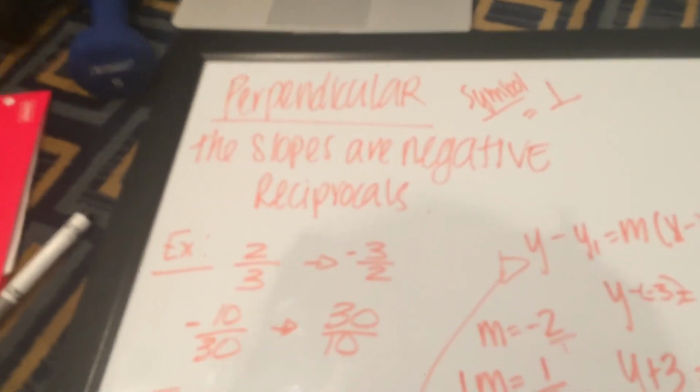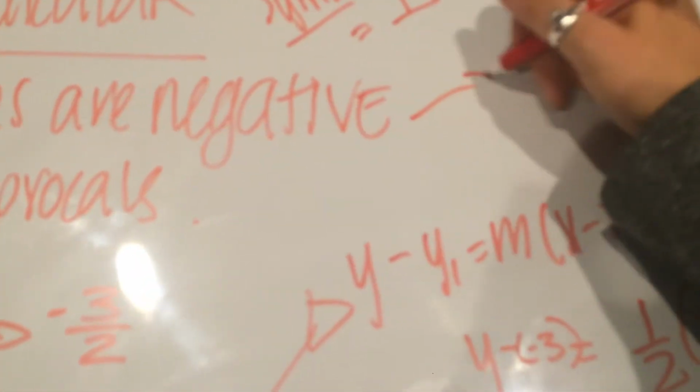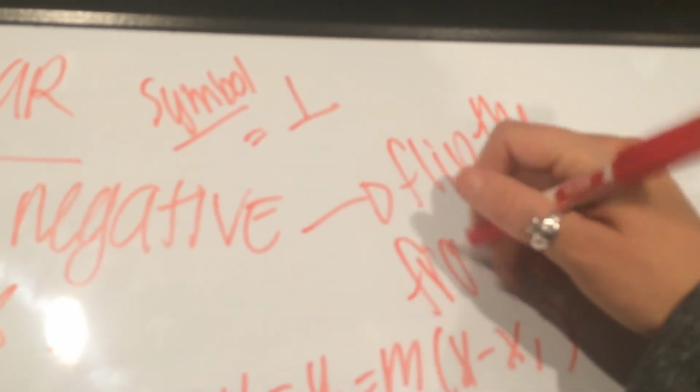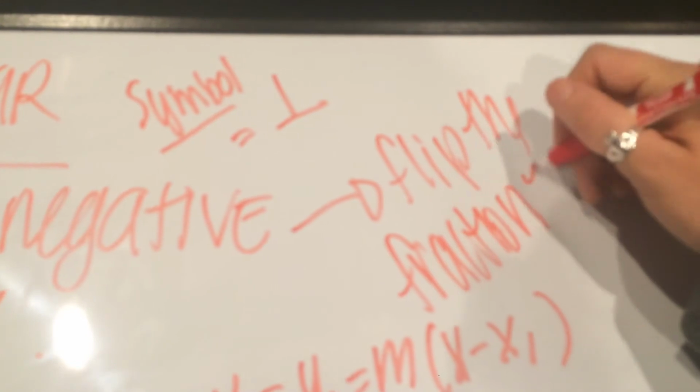So, perpendicular lines. You flip the slope. So basically negative reciprocal. You flip the fraction and change the sign.